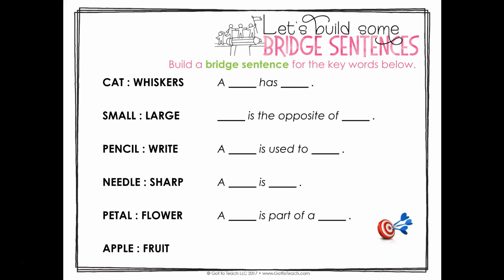Apple is to fruit. And a blank is a type of blank. Take a moment and make sure that you have completed each bridge sentence on your paper. Let's see how you did.